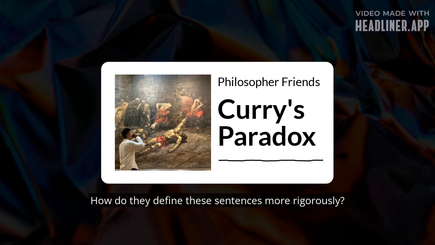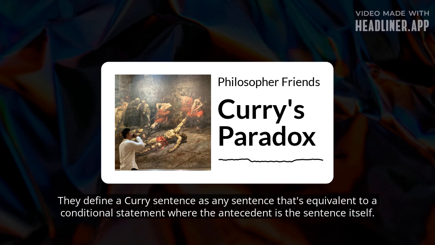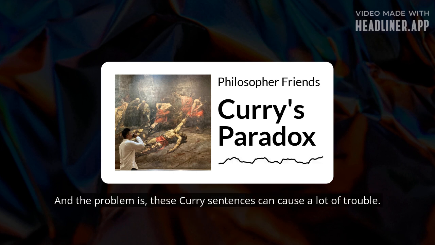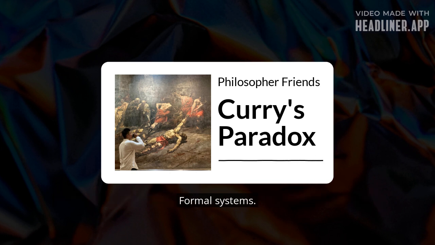How do they define these sentences more rigorously? They define a Curry sentence as any sentence that's equivalent to a conditional statement where the antecedent is the sentence itself. So it's still that same self-referential structure, just expressed in a more abstract way. Precisely. And the problem is these Curry sentences can cause a lot of trouble within formal systems. They can lead to what's called triviality. Triviality. That doesn't sound too good.